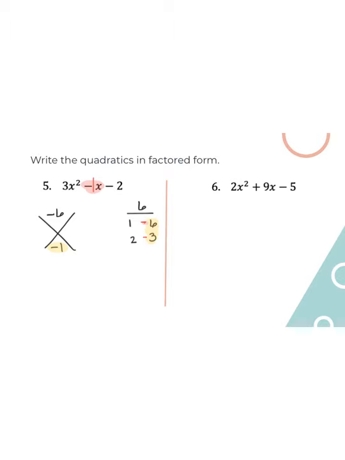Okay, so the only ones I can make, so if I had 1 minus 6, that would give me a -5, and I need a -1. So I want these two right here, 2 and a -3. Once I have that all filled in, I'm going to set up my box.